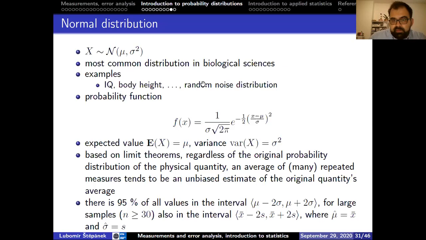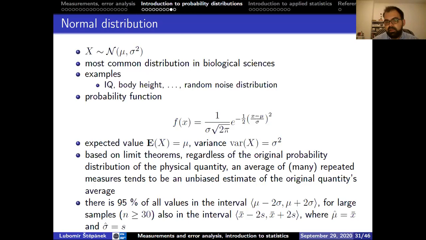The probability density function of the normal distribution is something like this. Forget about the formula, you are not supposed to know it. So just save your time and study other things. This is just for your information here. You can derive the expected value and variance. And what is important: there are some theorems I already talked about, the Lyapunov theorem, and I also talked about the weak law of large numbers. Both of these are limit theorems.